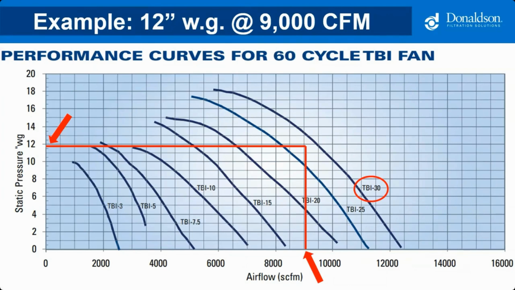I hope you can see how static pressure is so important. A required airflow of 9,000 CFM can actually be achieved through 3 different fan sizes: a 20 horse, a 25, or a TBI 30, depending on the static pressure required to overcome.